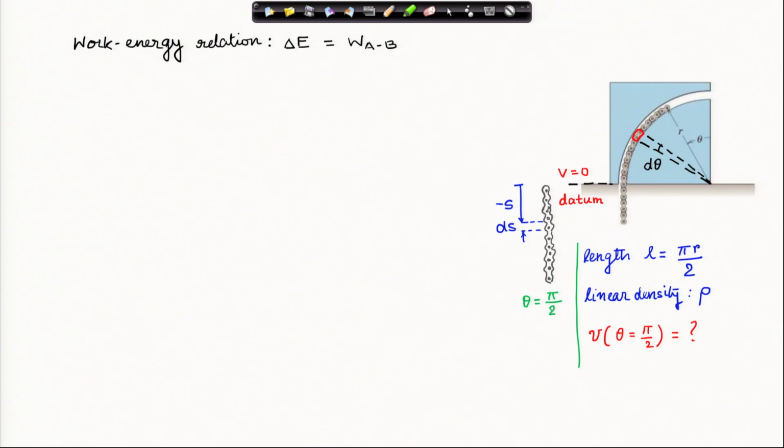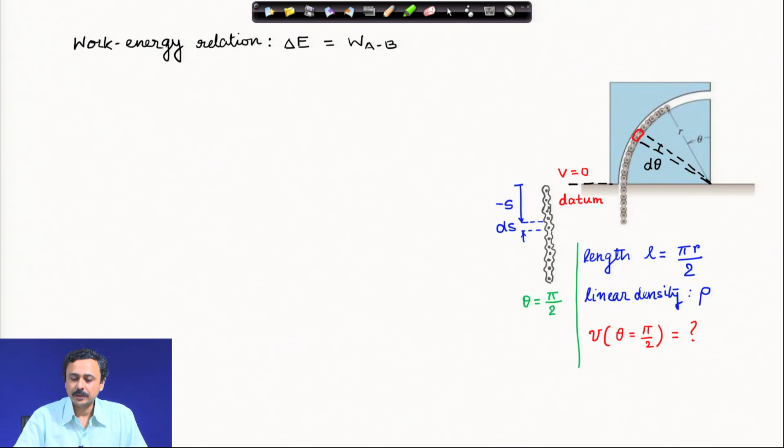Let us look at this figure that I have drawn when the chain has become vertical, that means at theta equal to pi by 2. Now, the whole system is in a uniform gravitational field, in a vertical plane. Therefore, the chain is driven by gravity. We have to calculate the gravitational potential energy of the chain.